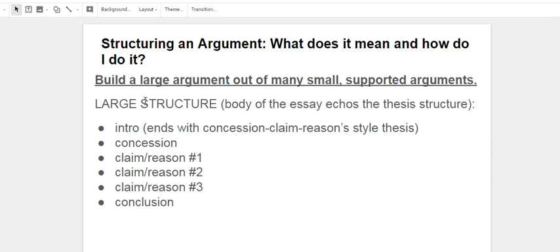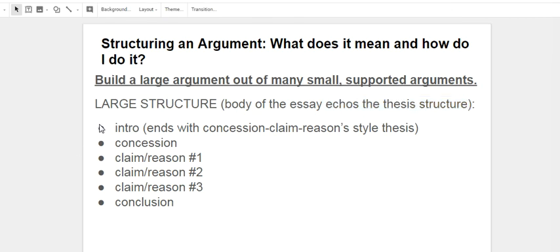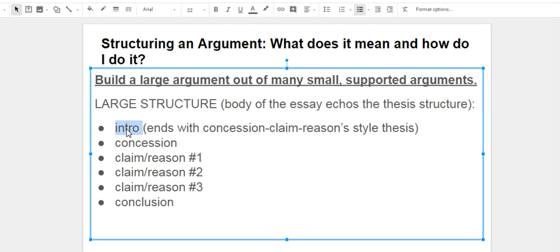But this is the large structure. So this is what the body of your essay is going to be like, and it is going to echo the structure of your thesis. That's why I've already been alluding to your thesis and how you set that up. So, your essay obviously will start with your introduction, which hopefully you've written at this point. And your introduction will end with your concession, claim, reason, style, thesis statement.